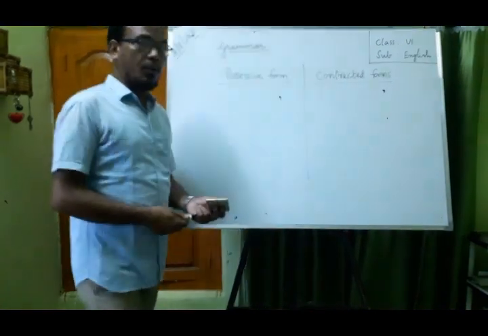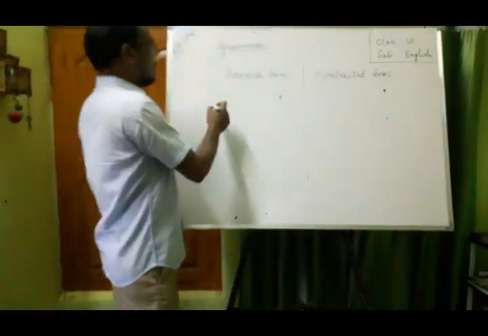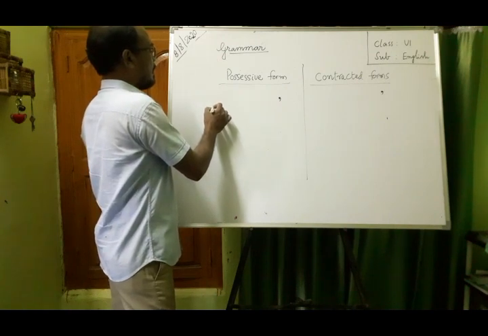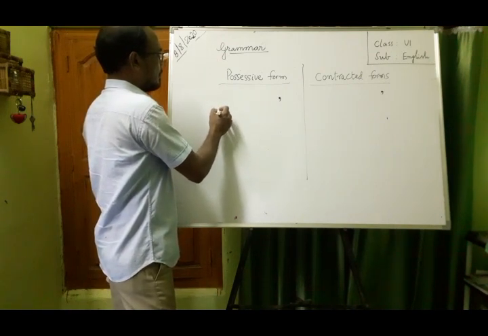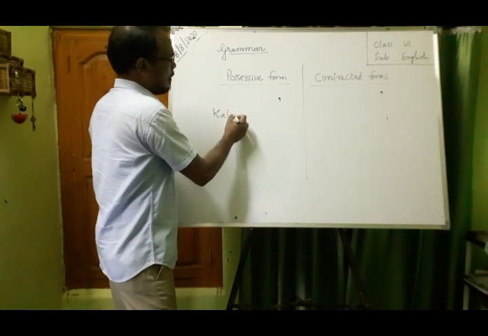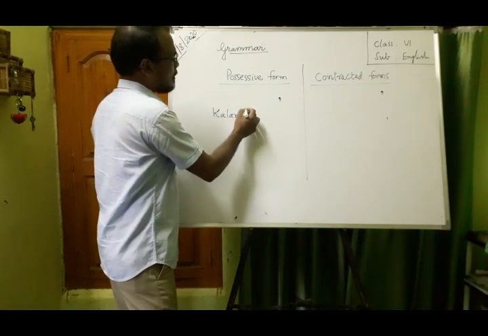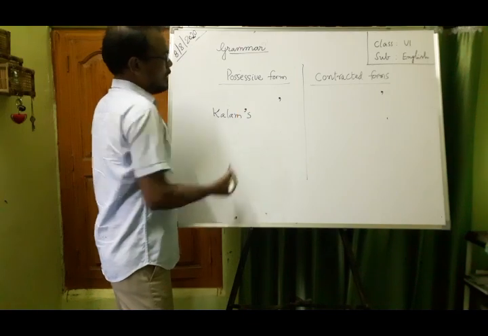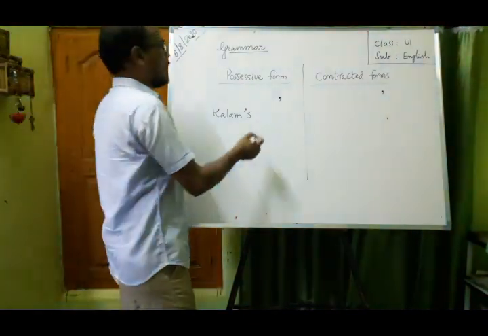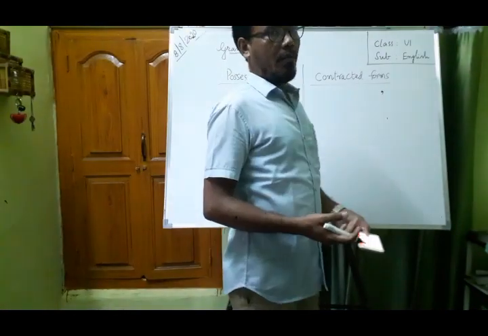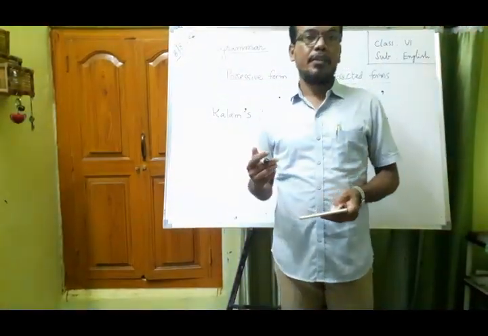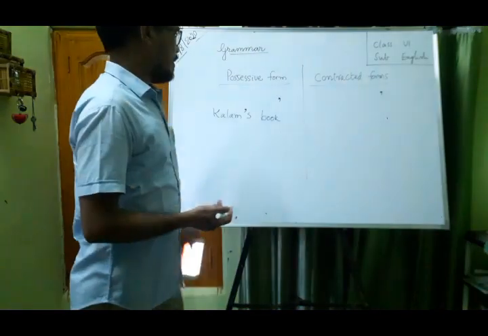Now I'll go with a simple example. Suppose a noun, Kalam, apostrophe s, book. What does it mean? Kalam's book. That means this is the book of Kalam. This book belongs to Kalam. Right? Kalam's book.